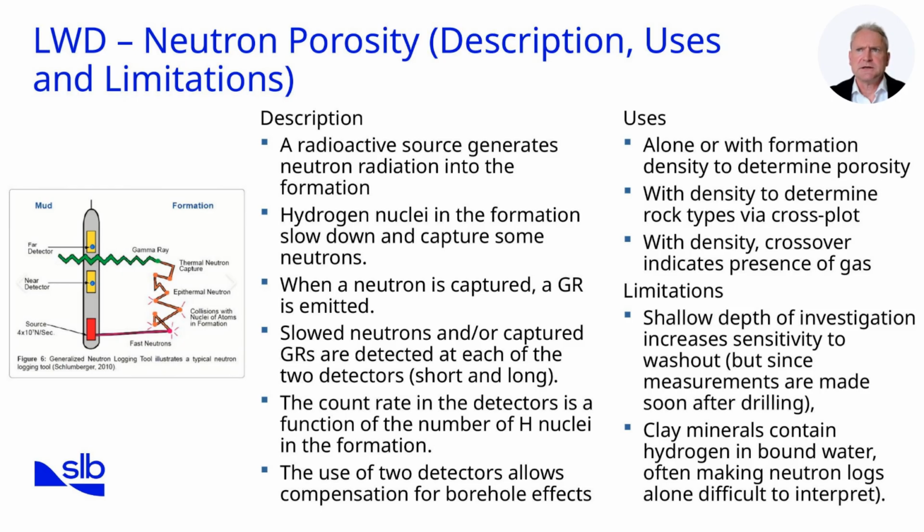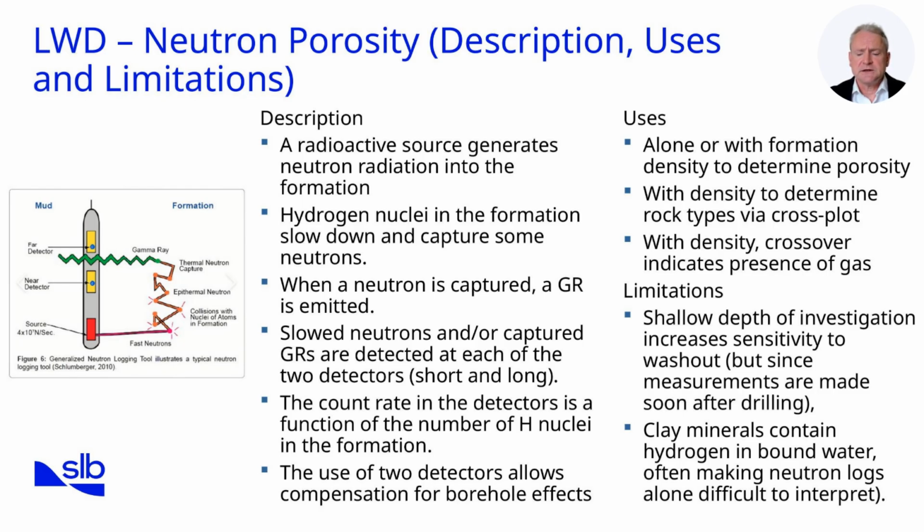Now let's look at the picture labelled Figure 6. The diagram shows a schematic of the neutron porosity tool layout. At the bottom is the neutron source, which projects neutrons into the surrounding rock. Further up the tool are two detectors, typically referred to as the short-spaced and long-spaced detectors. The short detector is closer to the source, making it more sensitive to borehole and mud effects. The long detector is further away and provides a truer measure of formation response. By combining the two, the tool compensates for borehole irregularities and fluid variations, producing a more accurate porosity estimate.